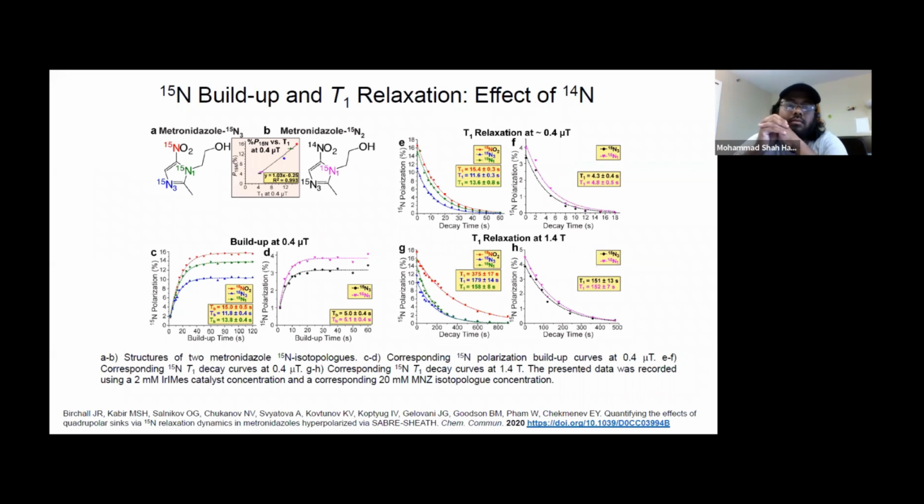So we measured the TB buildup and T1 relaxation at 0.4 microtesla and 1.4 Tesla. What we found is that in both cases, N2 and N3, the TB value in N3 is much higher than the TB value of N2. And in the case of T1 relaxation at 0.4 microtesla, we found that the T1 value of N3 metronidazole isotopologue is threefold higher than the T1 value of N2.